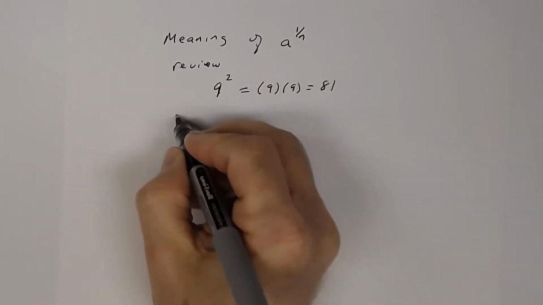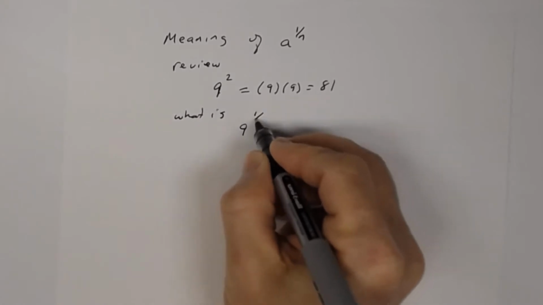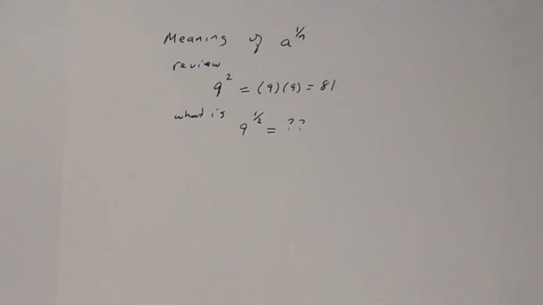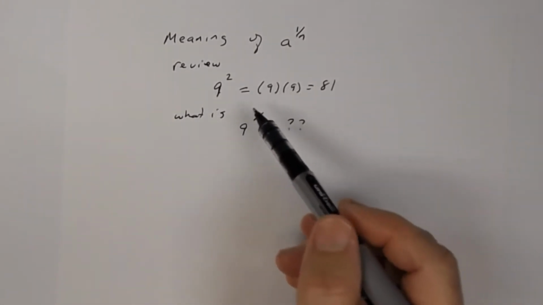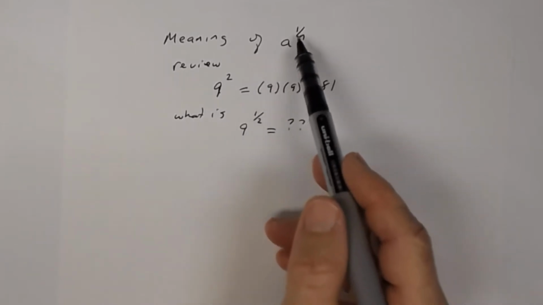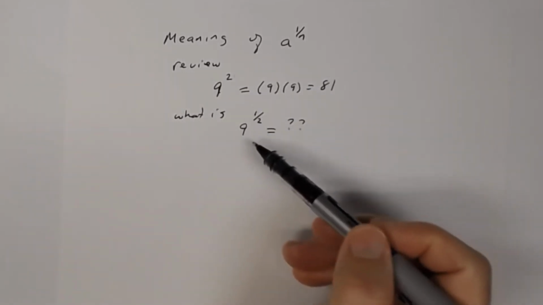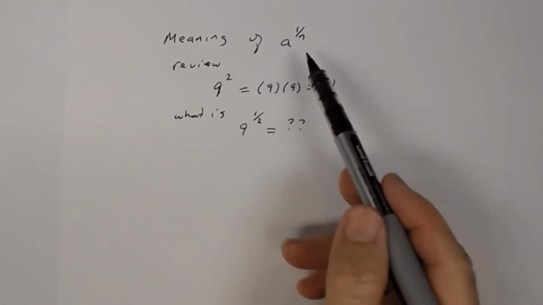But what is 9 to the 1 half equal to? So that's the question. What is 9 to the 1 half equal to? So that's a little bit different idea in the sense that this right here is a whole number, and this right here is a fractional expression. So you've got to rethink something a little bit here. And so that's what we're going to talk about in this lesson.